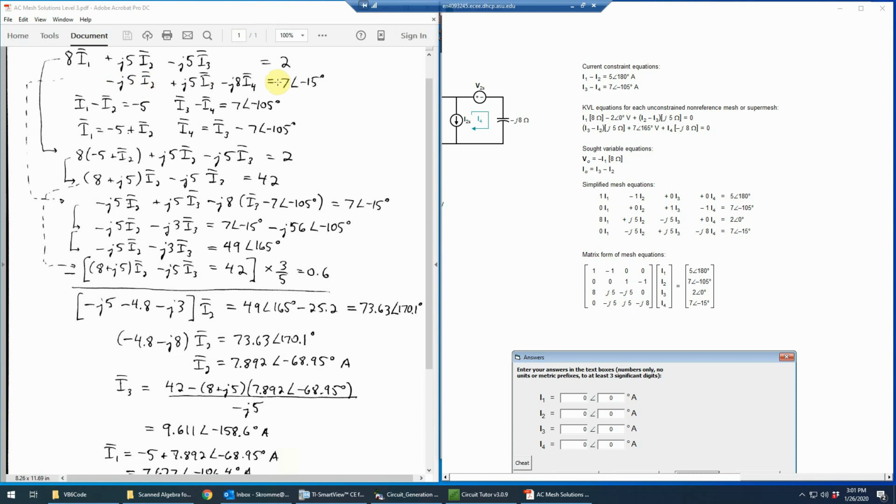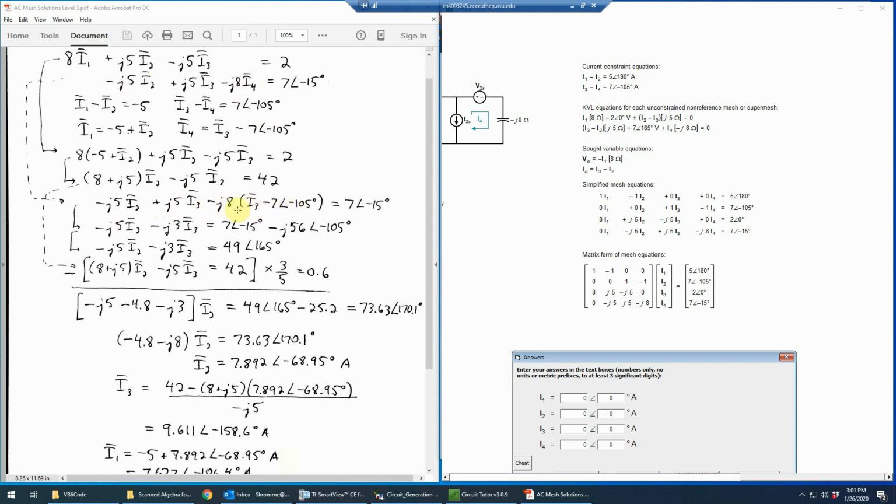Then I'll take the second equation, and again, I'm going to substitute. In this case, it would be substituting for I4, because I1 doesn't appear. So I have the negative j5I2 plus the j5I3, just copying those, minus j8, and now that's where I put in the I4, which is, again, from up here, the I3 minus 7 angle minus 105.